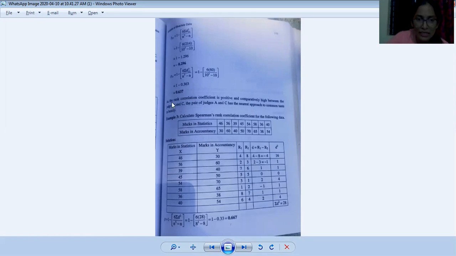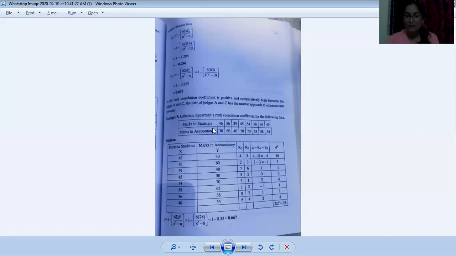As the rank correlation coefficient is positive and comparatively higher between judges A and C, the pair of judges A and C has the nearest approach to a common taste of beauty. Since this is a beauty competition, we can say that judge A and judge C possess the same taste in judging. This is the next problem.